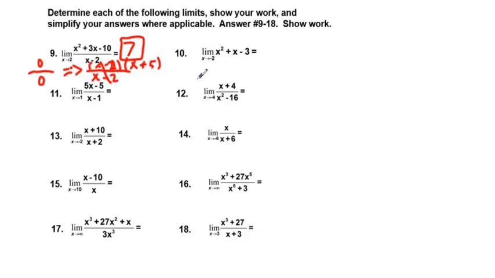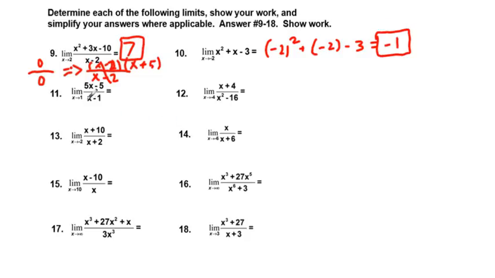Problem number 10. The limit as x approaches negative 2 of x squared plus x minus 3. And so we'll just replace x with negative 2. So we're going to put negative 2 squared plus negative 2 minus 3. And negative 2 squared is 4. So we're going to have 4 minus 2 minus 3, which is equal to negative 1. So negative 1 is our answer to problem 10.